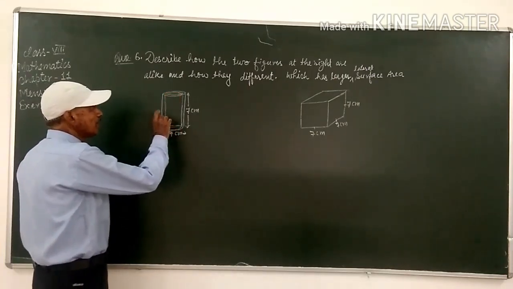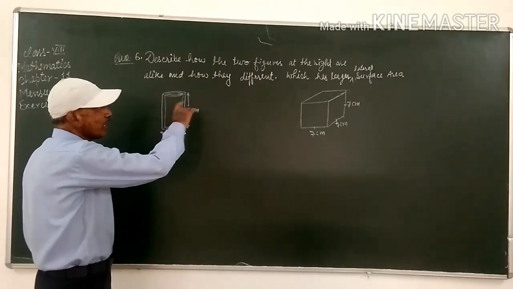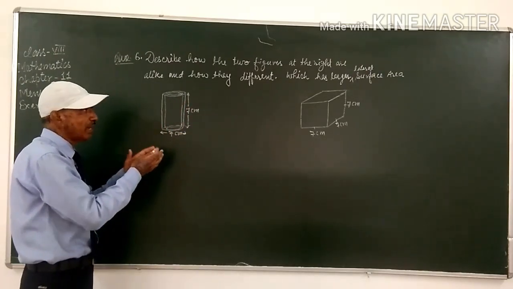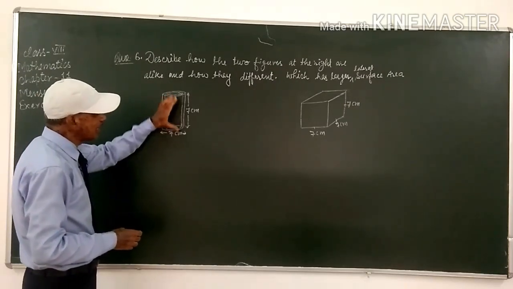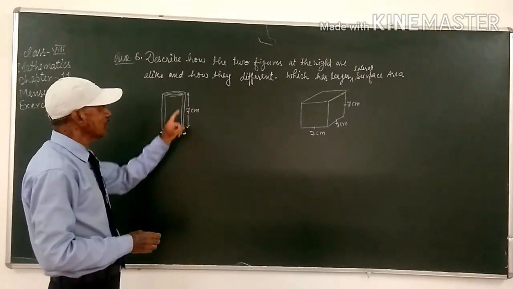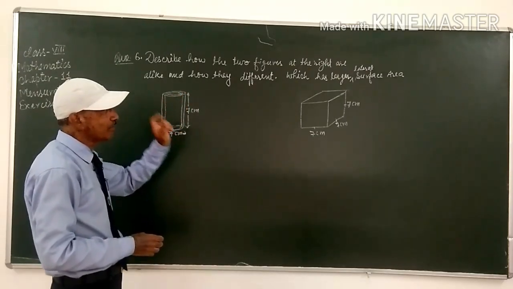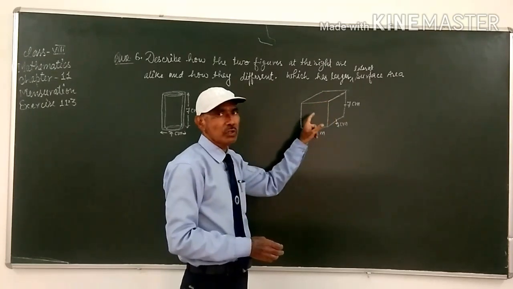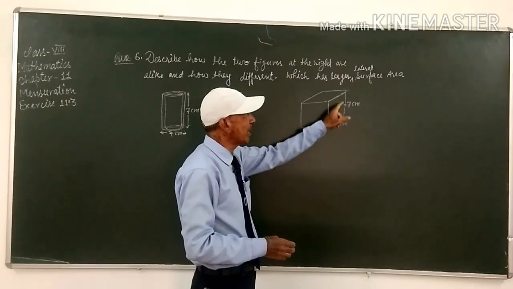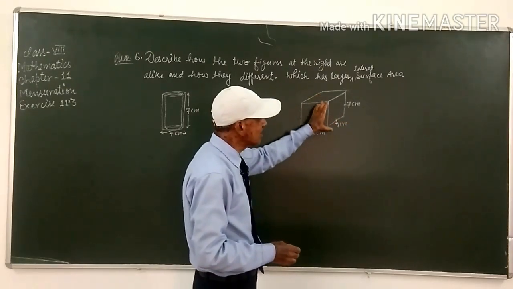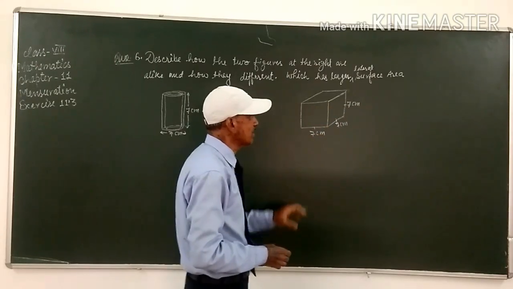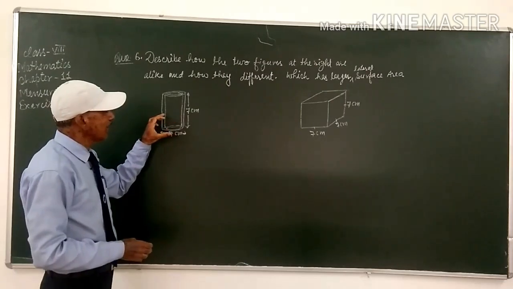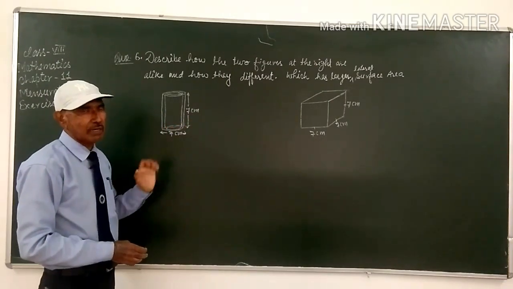So students, the first question is how they are alike. Because the height of these two figures is the same. This one is 7 centimeter height, this cylindrical figure, and for the height of this cubical figure, it is in the form of a cube, students, because length, width and height are same. So the height of this cubical figure is also 7 centimeter. So the heights of these two figures are the same. They are alike as their height is equal.